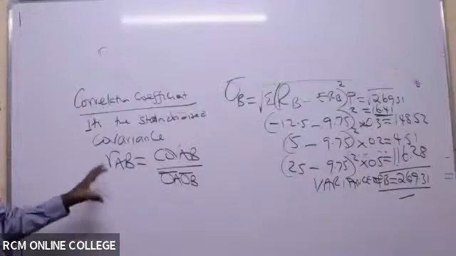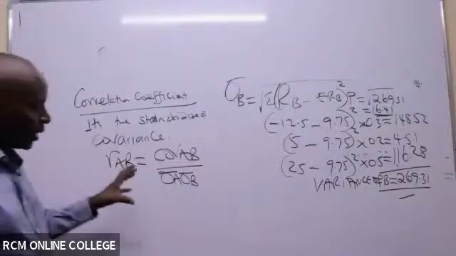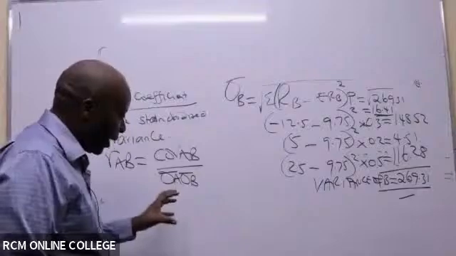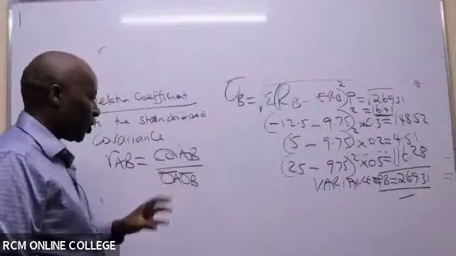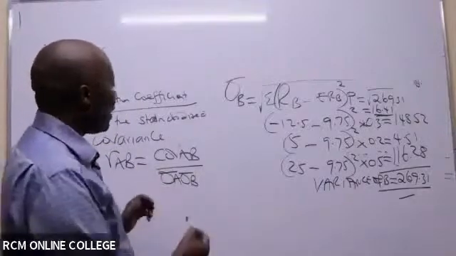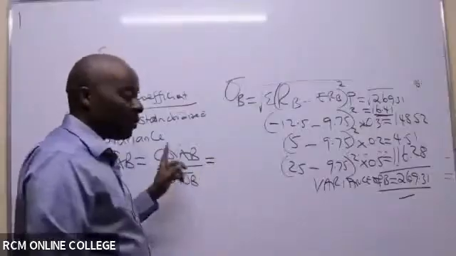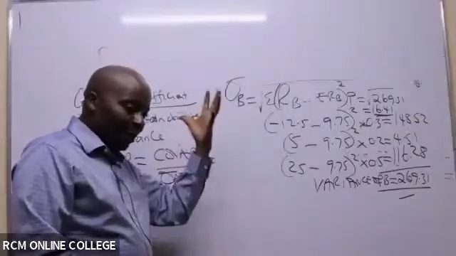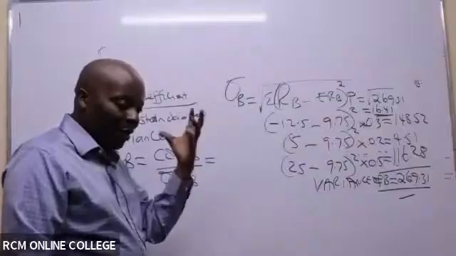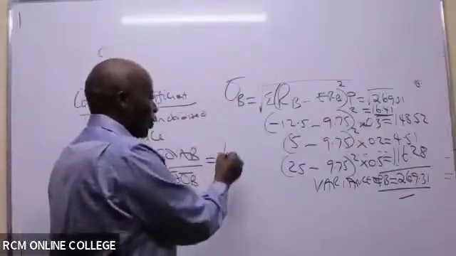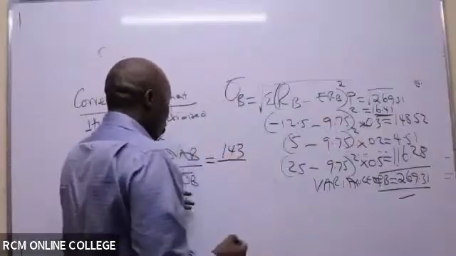So correlation between A and B equals covariance of A and B divided by the standard deviations of the two securities. Unfortunately, I had rubbed mine. What is the covariance between A and B? We had obtained it up there. The covariance of A and B was coming to 143, all over the respective standard deviations.